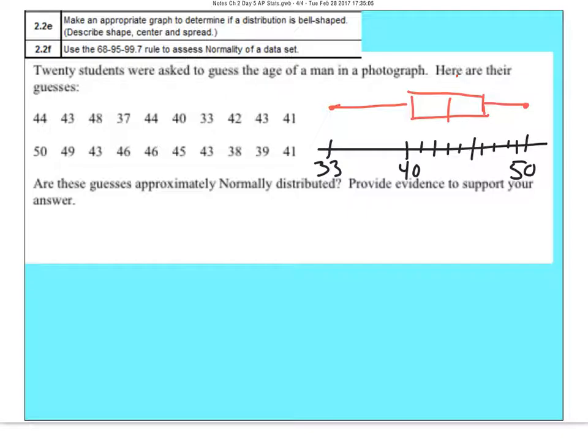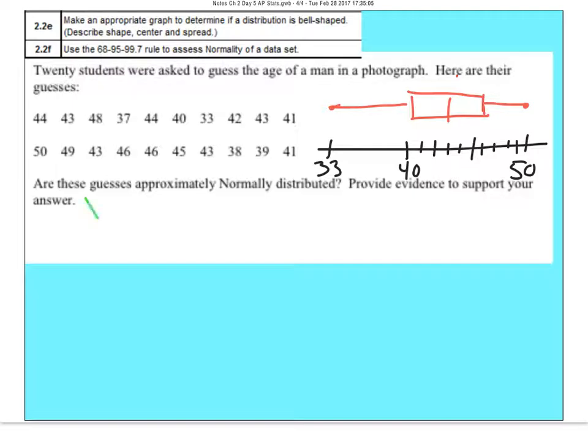But let's go ahead and do that 68, 95, and 99.7 rule. That's going to be a little more precise. So to do that, I want to think about one standard deviation away. So we need to actually take this data and get the mean and standard deviation from it. So using my calculator, I'm going to do the stat calc, one-variable statistics for the mean and standard deviation. Again, a great review from chapter 1.